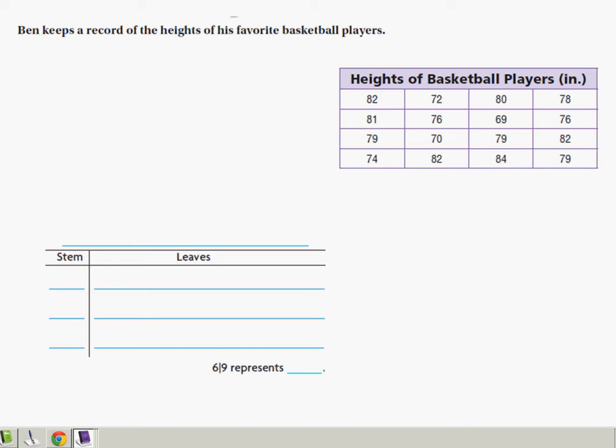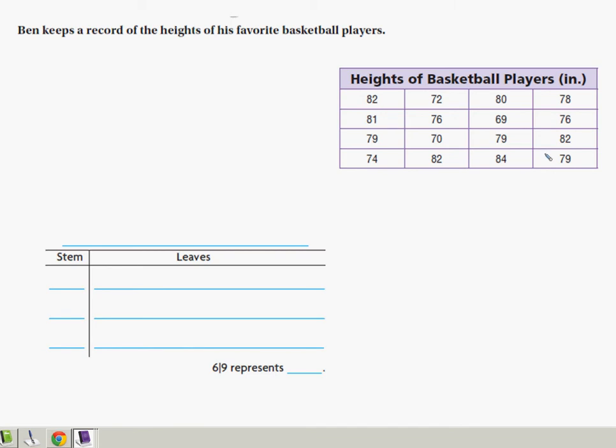I'm going to talk about stem and leaf plots. That's what we went over today. A stem and leaf plot is a way of organizing data in a really compact way that you can see all the data at once and organize it really easily. Stem and leaf plots are very useful. We're going to take this data and put it in this stem and leaf plot.